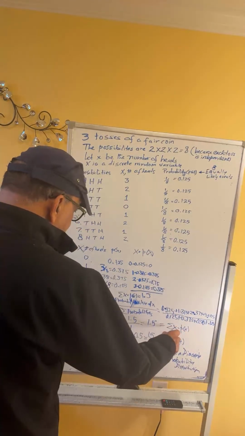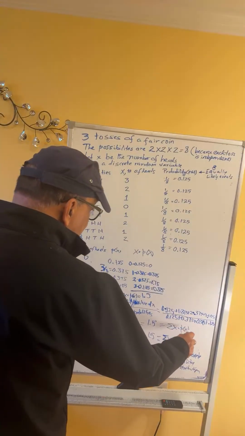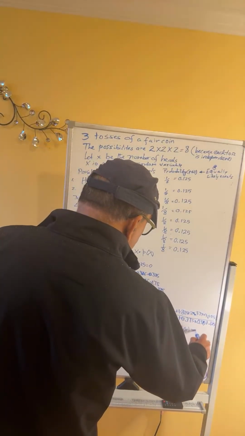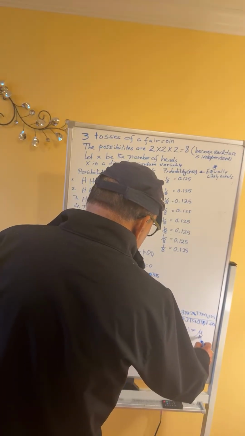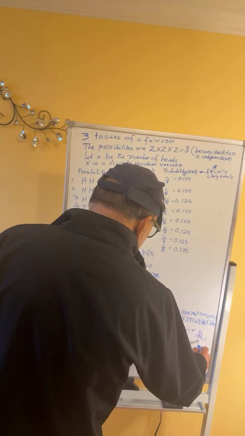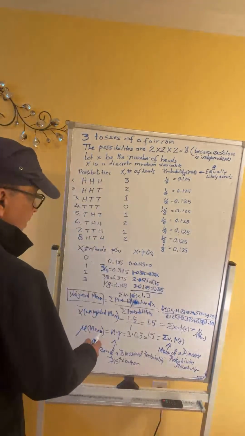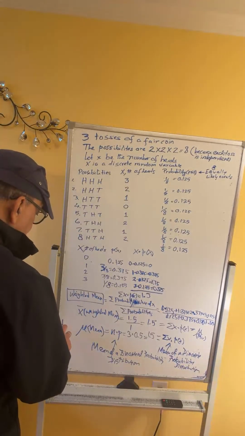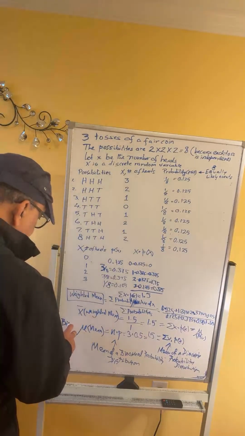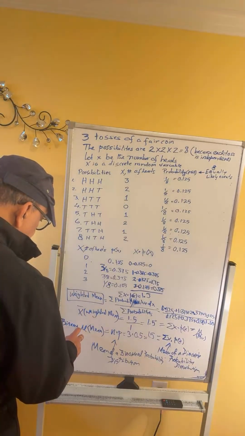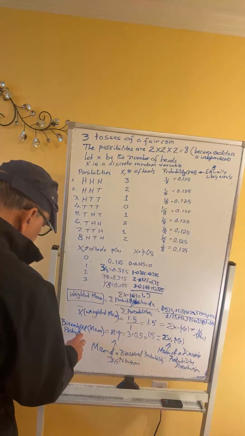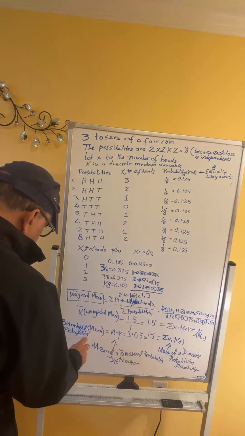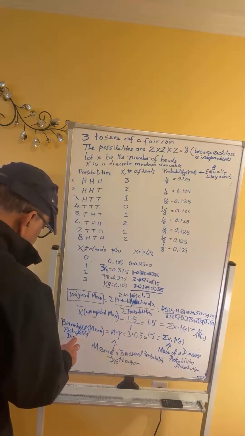This is the formula for the weighted mean or the mean of a discrete probability distribution, which is also given by mu. This is mu, the population mean. The mean of a binomial probability distribution is n times p.